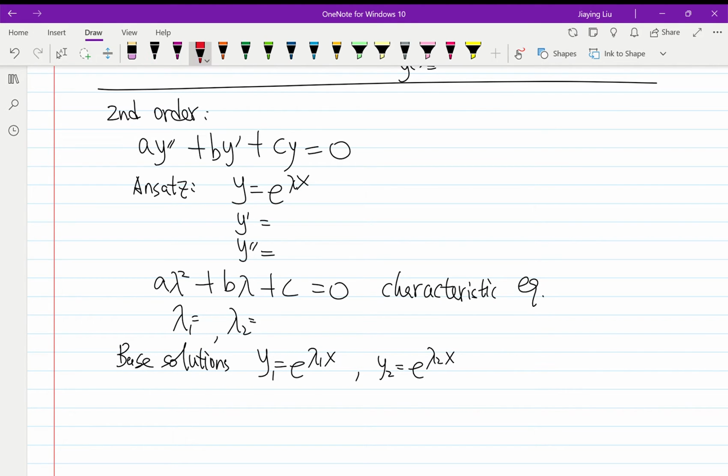Suppose lambda 1 and lambda 2 are different. See that we were able to find the two base solutions. It turns out that any constant times e to the lambda 1 x will also be a solution. Any constant times e to the lambda 2 x is also a solution. And any combination, meaning if you add the multiples of each of them, is also going to be a solution.